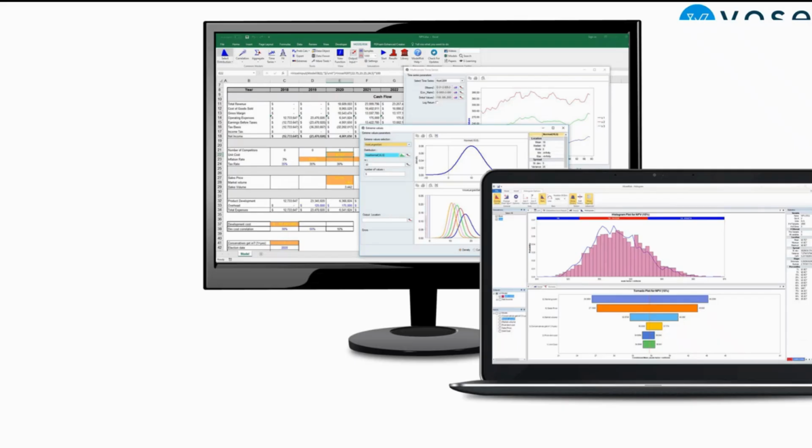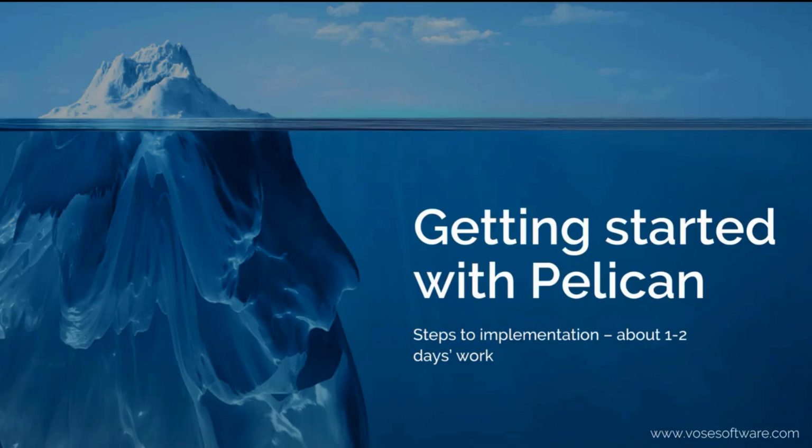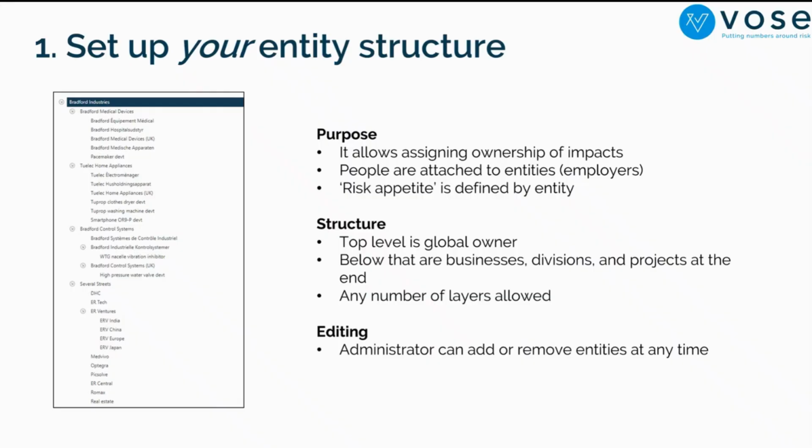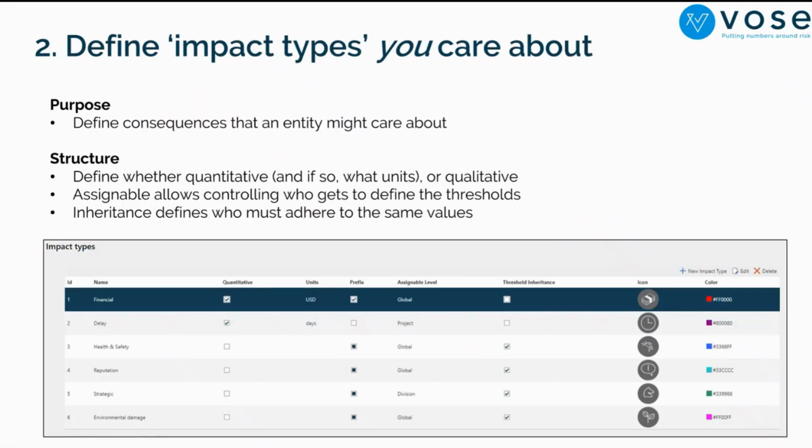And for the risk analyst, of course, there are capabilities for the modelers of risk, allowing you to create NPV calculation models and perform Monte Carlo simulations. So getting started with Pelican is pretty easy. You define the structure of your entity. You have an enterprise at the top level, then you describe your companies, your child companies, the projects underneath, etc. And then you define the types of impact that you care about.